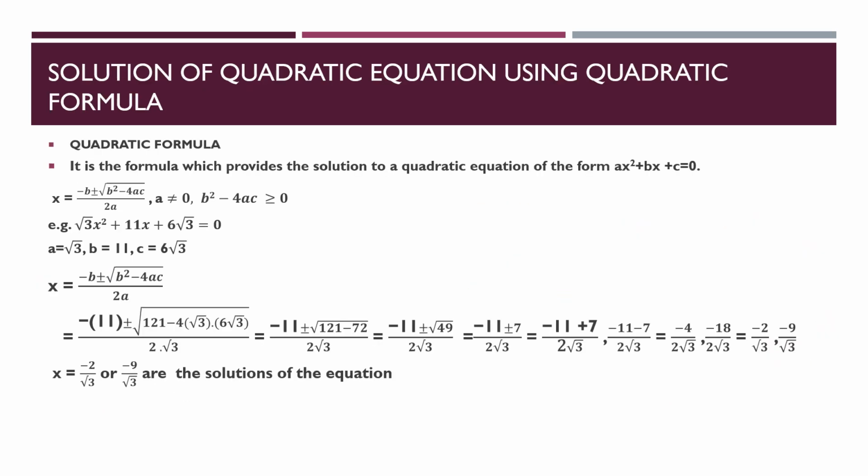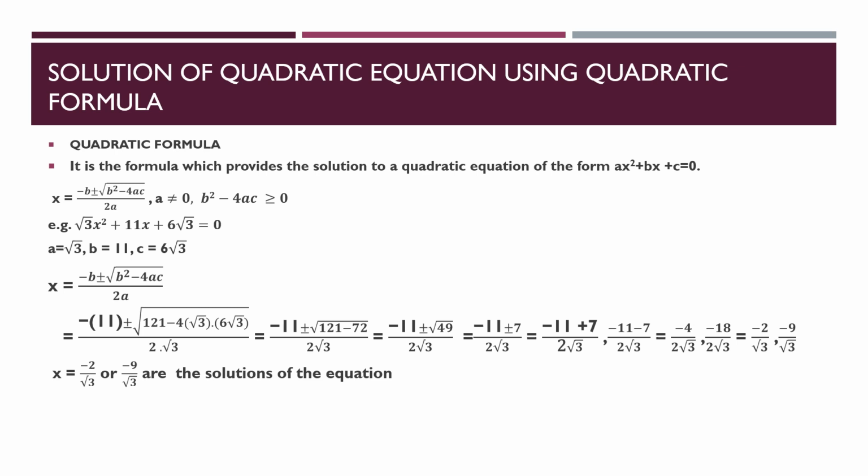Solution of a quadratic equation using the quadratic formula. This is yet another method for finding the solution of a quadratic equation. The formula is x equal to minus b plus or minus root of b square minus 4ac, whole divided by 2a, where a is not equal to 0 and b square minus 4ac is greater than or equal to 0. That means it should be positive.